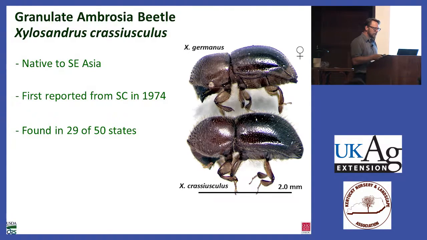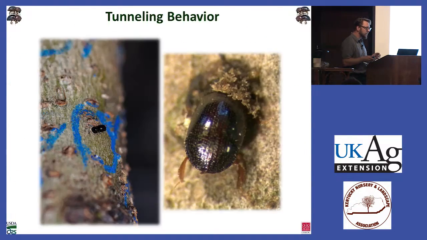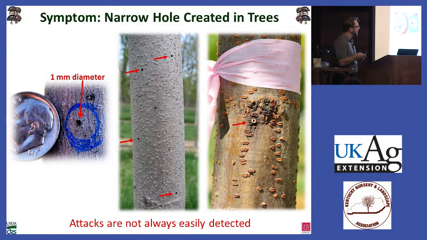But in terms of symptoms of an infestation, these are wood-boring insects. The females tunnel into the stems of trees, mostly the stem, sometimes branches, but mainly the stem. It's a relatively small hole, only about 1 millimeter in diameter. The problem there is that the attacks are not always easily detected. You can see here those tunnel entrances that have been created in dogwood and honey locust.